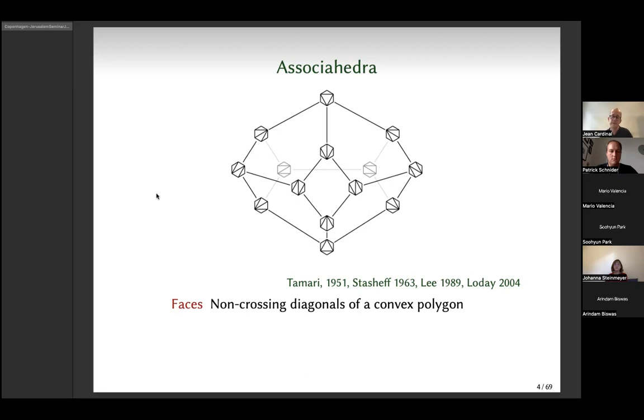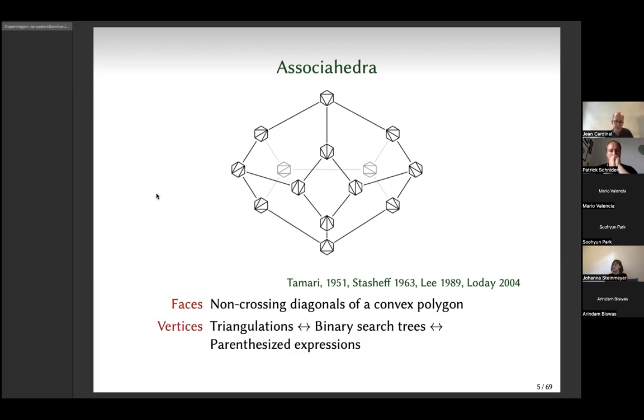How is it defined? One way to define it is to look at a convex polygon, the size of which defines the dimension of the associahedron, and look at the sets of non-crossing diagonals of this convex polygon. You could connect 2 vertices, and as long as those diagonals are not crossing, you have subsets of those diagonals, and the inclusion order of those defines the face lattice of the associahedron. So this is the way to define it.